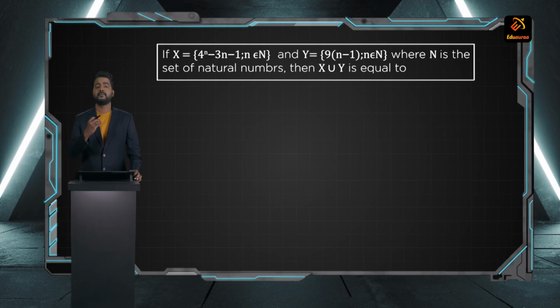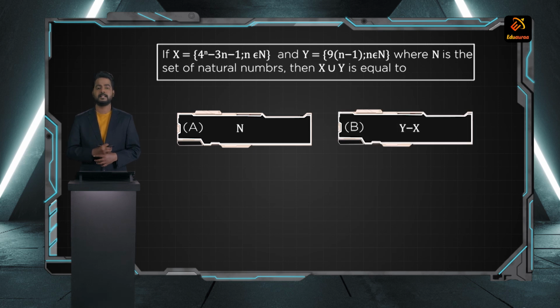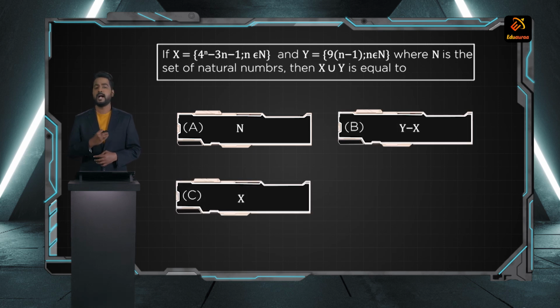The next question is: if X is the set of 4 raised to n minus 3n minus 1, where n belongs to natural numbers, and Y is the set of 9 into n minus 1, where n belongs to natural numbers, then X union Y is equal to option A, N, option B, Y minus X, option C, X, and option D, Y. This question came in JEE Main 2014.